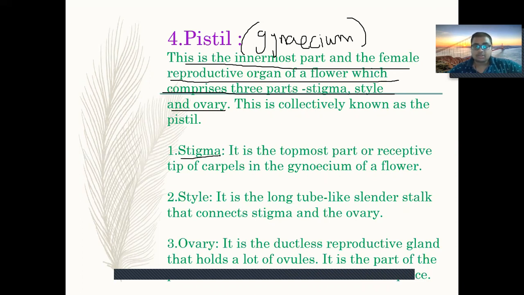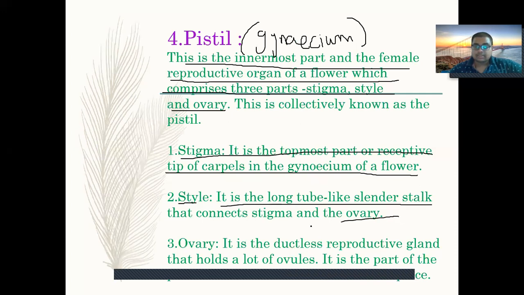So stigma is the topmost part or the receptive tip of carpels in the gynoecium of a flower. Then there is style. It is a long tube-like slender stalk that connects stigma and the ovary. And last but not the least, ovary. Ovary holds a lot of ovules, and it is the part of the plant where reproduction takes place.